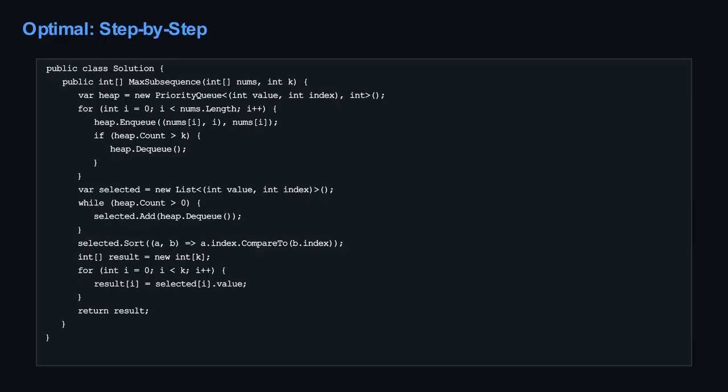Finally, 3 at index 3. We add (3, 3). Heap size is 3, again exceeding k. We remove the smallest, which is (2, 0). The heap now holds (3, 2) and (3, 3).